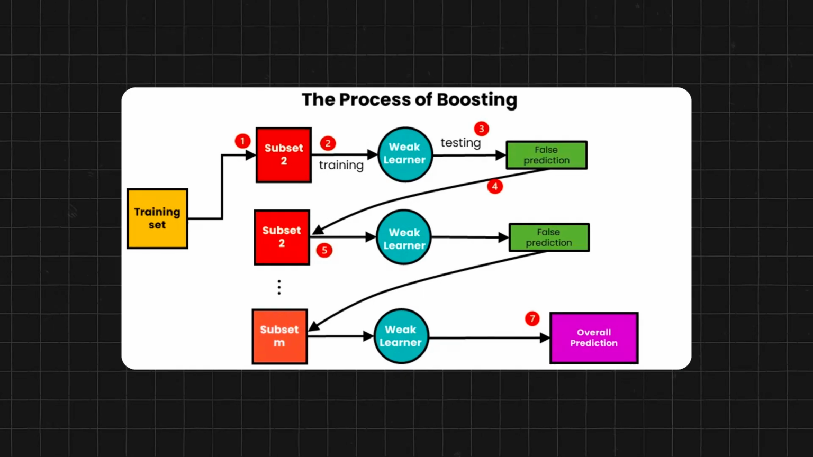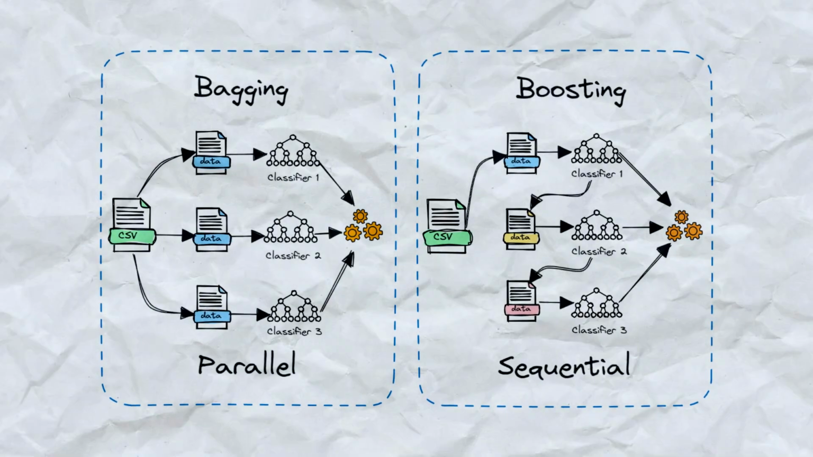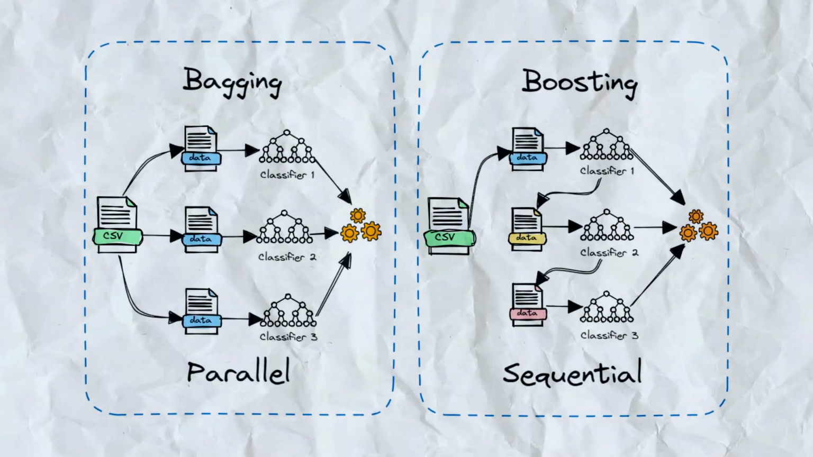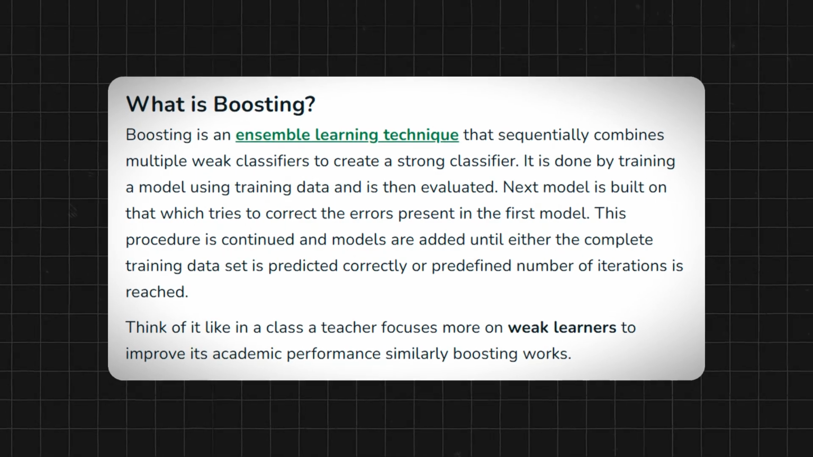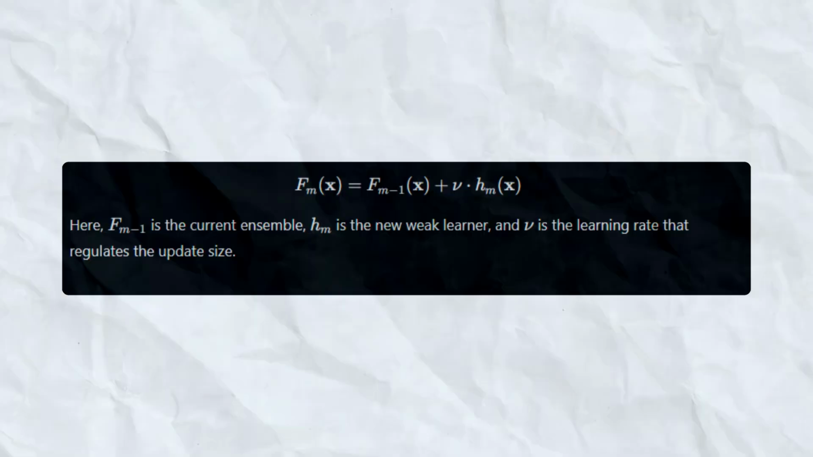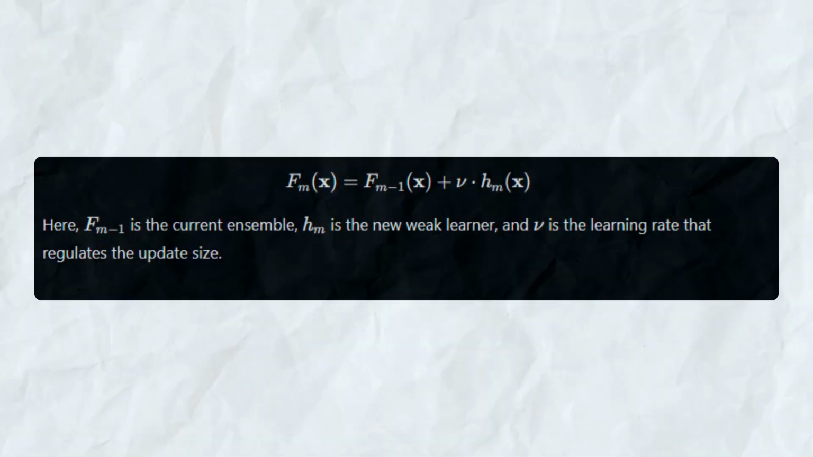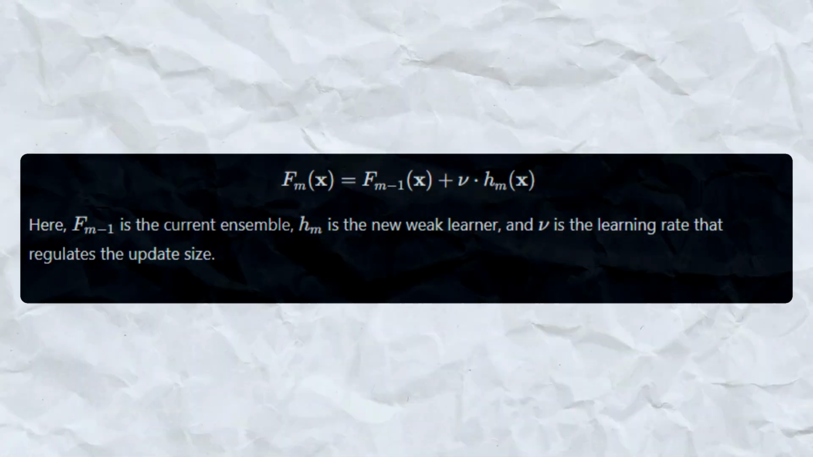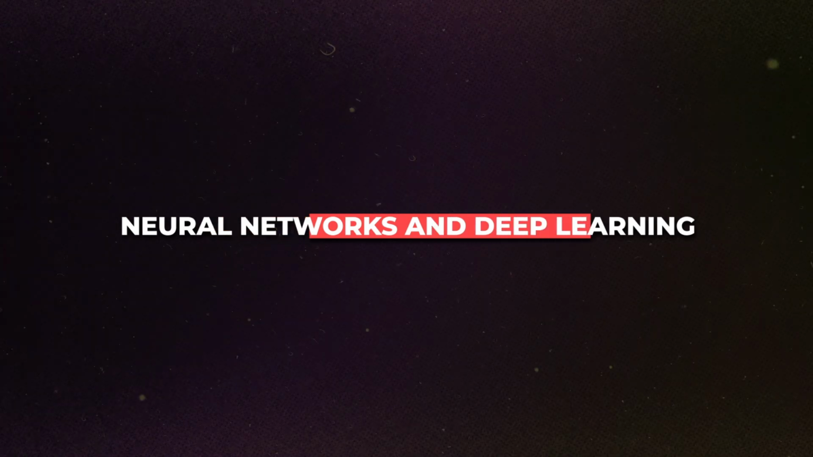Although the sequential updates and gradient computations add layers of complexity, the underlying formula is kept minimal by focusing on the additive nature of the model. This process gradually shifts the model toward a more accurate prediction by continuously correcting errors. Here, F_{m-1} is the current ensemble, H_m is the new weak learner, and V is the learning rate that regulates the update size.